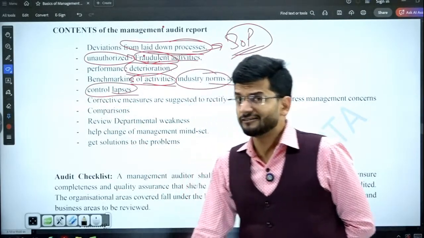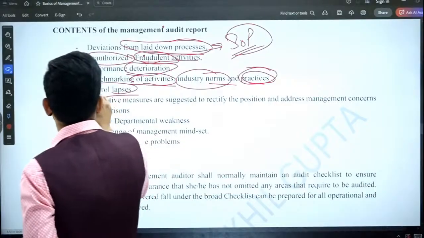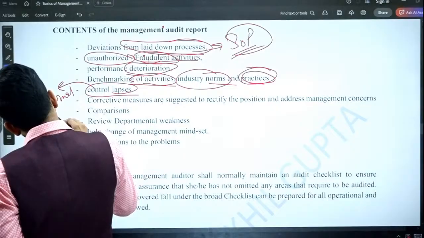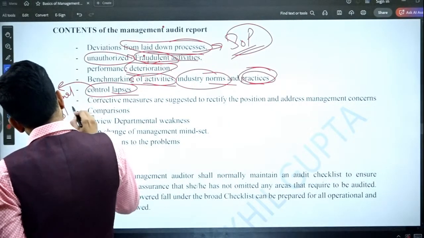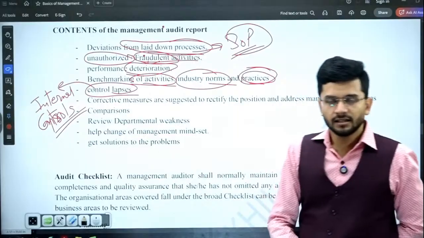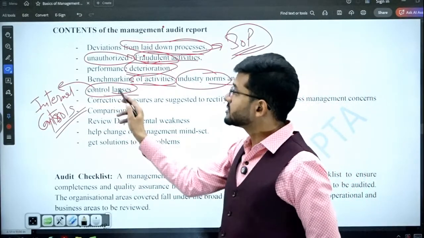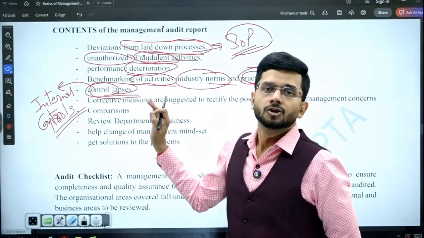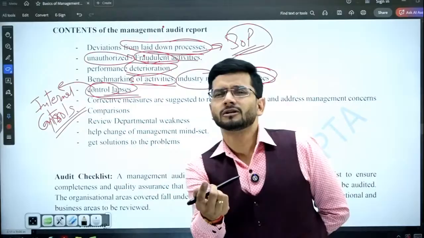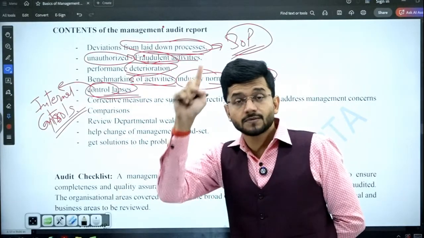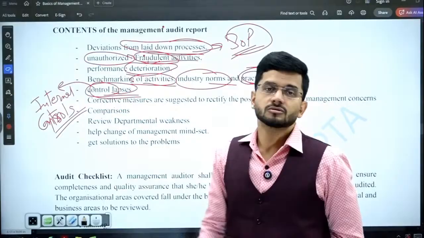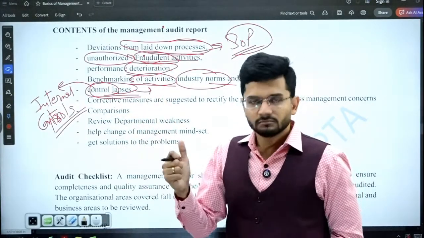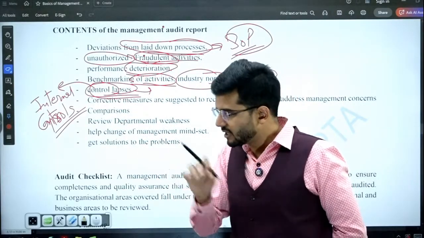Control lapses, wherever internal controls have not been followed. Control means, what controls are we talking about? Internal controls. Wherever internal controls are not being followed, and you are already aware of the concept of IFC, internal financial controls. So wherever controls are not followed, wherever controls have lapsed, you need to report that, because it's a serious thing. It should not be said that, oh, it's just one time that we have not followed this control, it's okay. No, it's not okay. Even one lapse in an internal control is fatal to the organization, because it will grow like anything and you won't even realize it. So control lapses should be curtailed. If someone has done something which is unauthorized, that should be curtailed immediately.